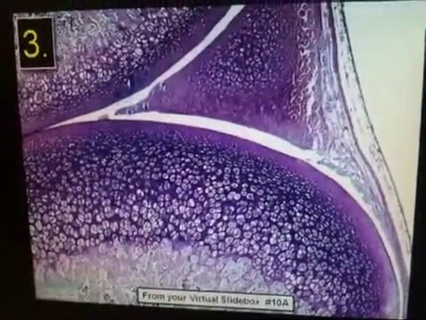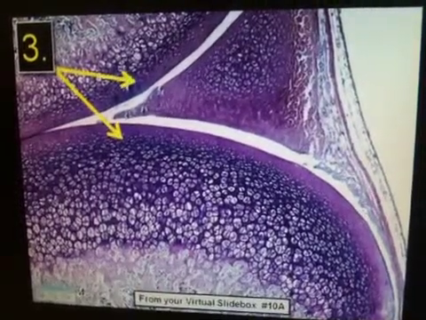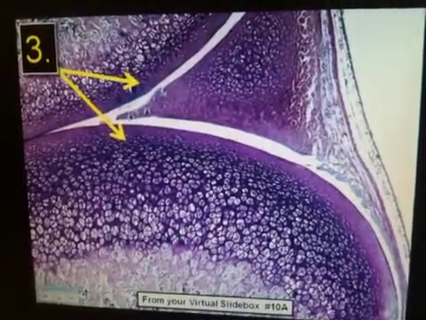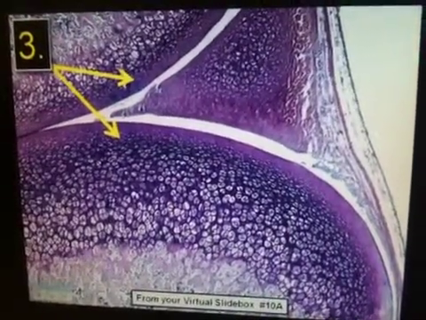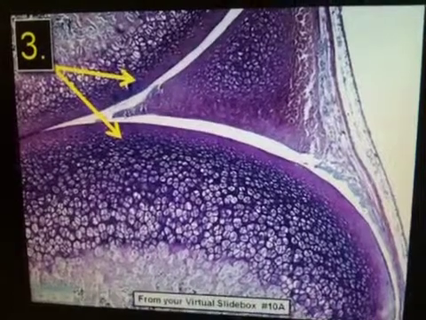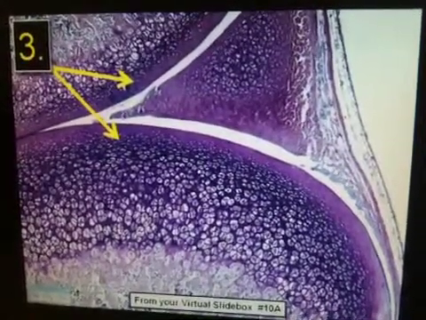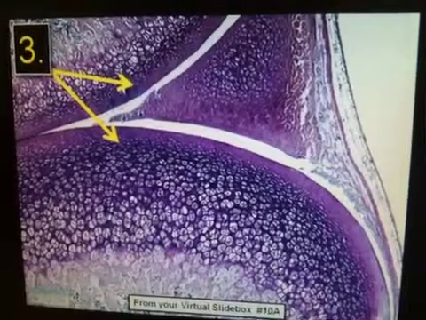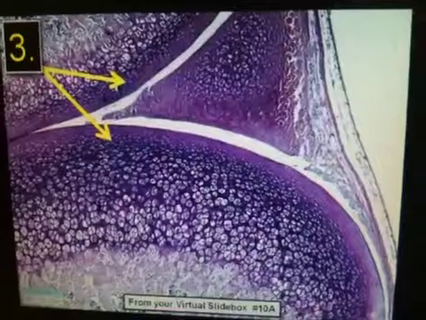Question 3. As precisely as you can, name the tissue marked by the yellow arrows, and name a common clinical disorder that affects its integrity. Do you know this one? Isn't it Carla? So stupid.